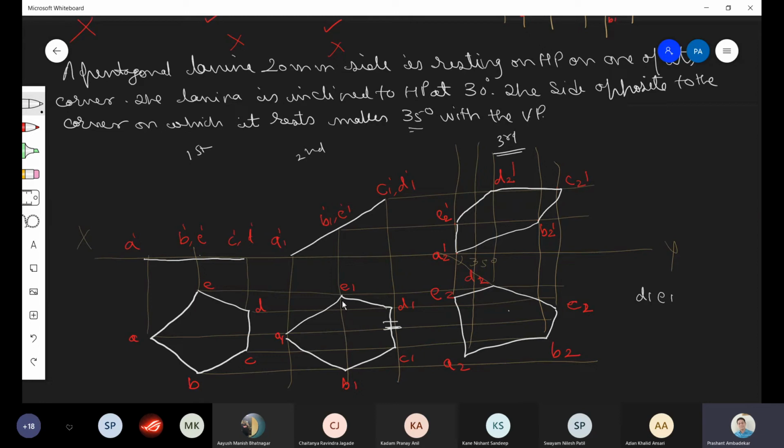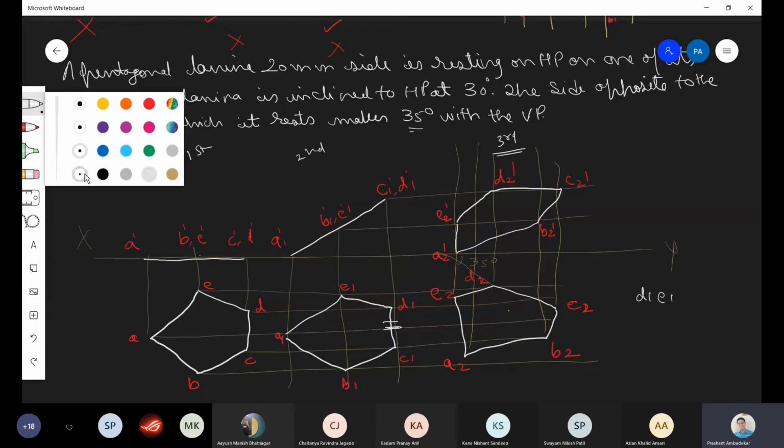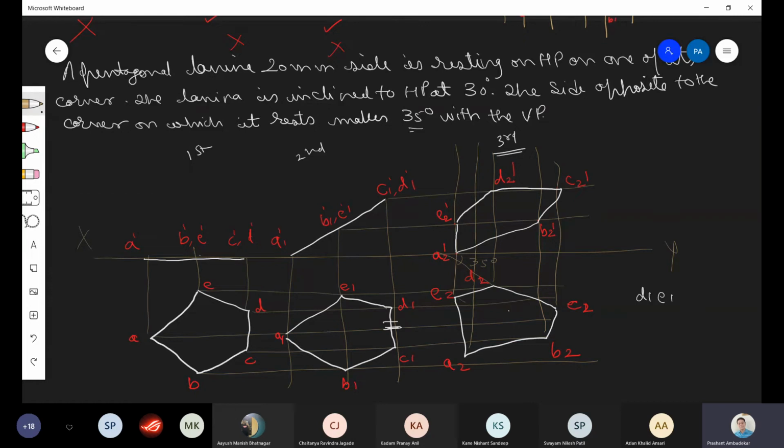So this point, this distance will remain the same. Why will it remain the same? Because we are just rotating it like this. We are just rotating it. So this distance is not going to change. So what you can do is, in order to obtain those points, after drawing this, you can draw this line. You can draw this line here.